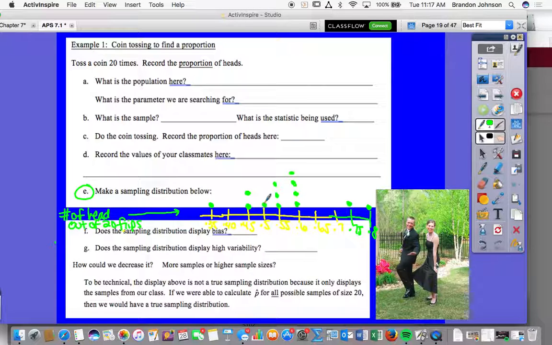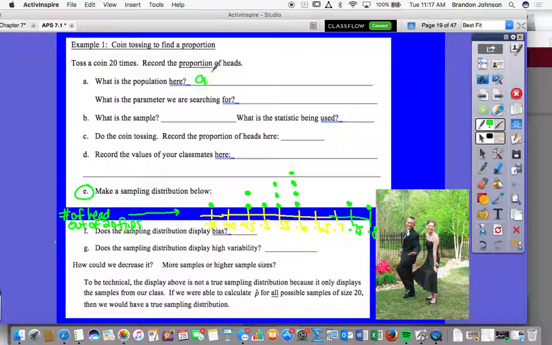Okay, so let's have a conversation because this is important. This is a population distribution, right? What did we just do? Flip the coin 20 times. Before we answer the question of whether this is a population distribution or not, what is the population here? All coin tosses in the history of mankind that got heads.